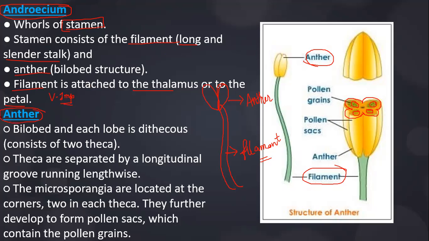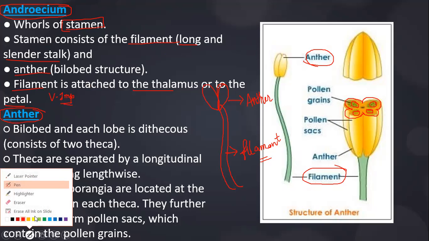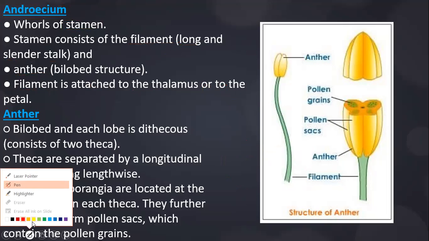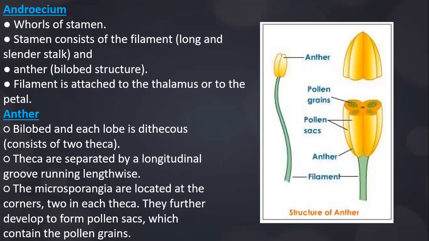Next, we are going to discuss about Androecium. That is the next part of the Androecium, that is the anther. Already we studied about filament. Filament is a long and stalk-like structure, and anther is the bilobed structure. The filament is attached to the thalamus or the petals. Next, we have to deal with the anther. What do you mean by anther?